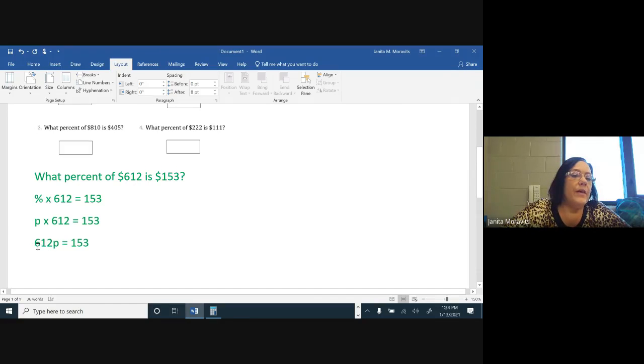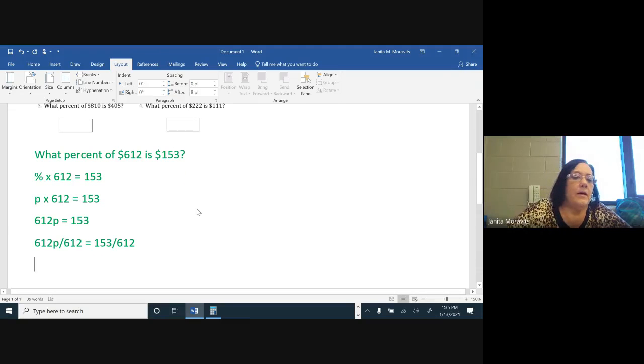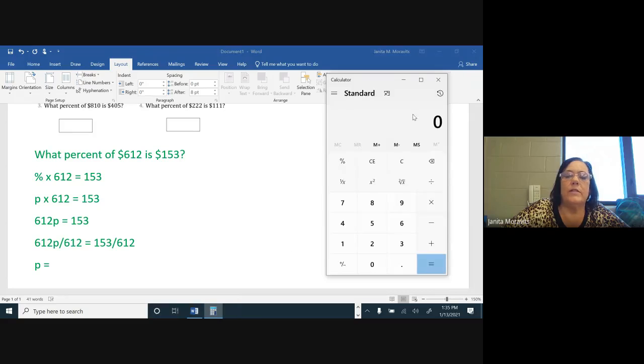So if we want to get rid of it, then we're going to have to divide both sides by 612. So you're going to have 612P divided by 612 equals 153. And note the slash means divided by 612, because we have to do it to both sides. All right, well, the 612 here and the 612 here will cancel each other out. So all we'll be left with over here is P, and we're going to make sure it's lowercase, and that's going to be equal to 153 divided by 612. Let's get our calculator.